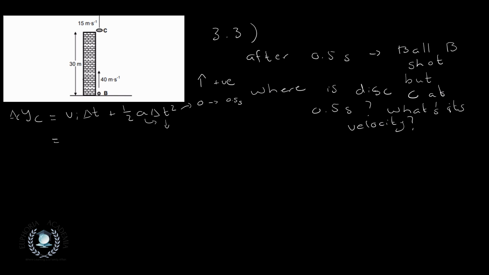All right, so let's find the distance. Now our VI is given as 15 multiplied by our 0.5 seconds plus half of our acceleration, which is negative 9.8, and we have to square our 0.5 seconds, and after some calculator punching, we find that our distance or displacement is 6.275 meters. This is for above the roof.